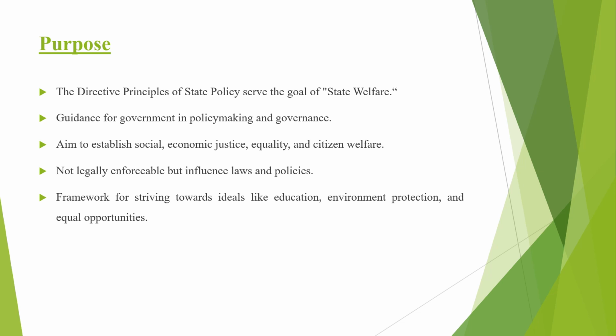Purpose of the directive principles of state policy. So what is the aim behind making the directive principles of state policy? So the primary aim of the directive principles of state policy is the state welfare. Secondly, it provides a roadmap for the government, guiding policymakers in making laws and policies that prioritize the welfare of the state and its citizens. Thirdly, it aims to establish social and economic justice, ensuring that every individual has access to basic necessities and opportunities for growth and development.